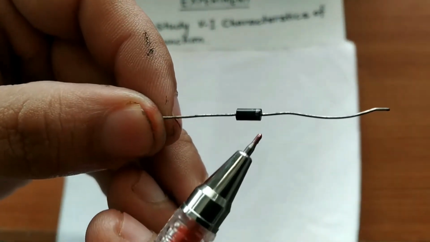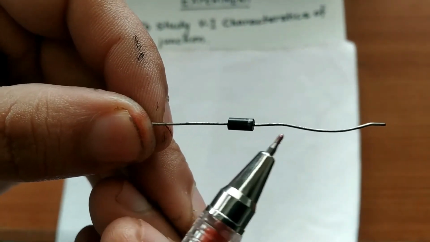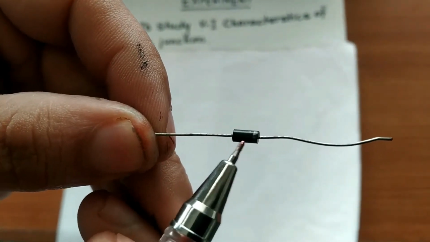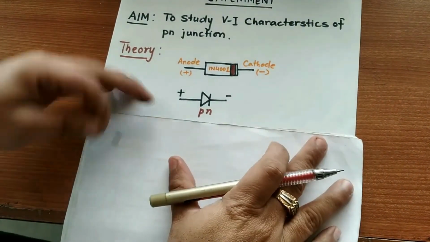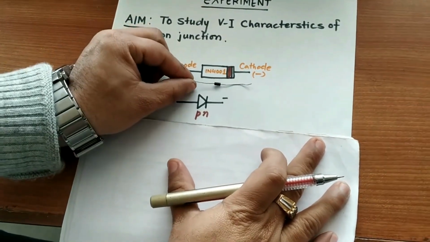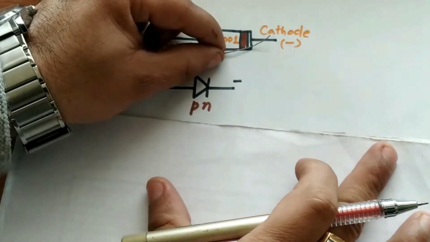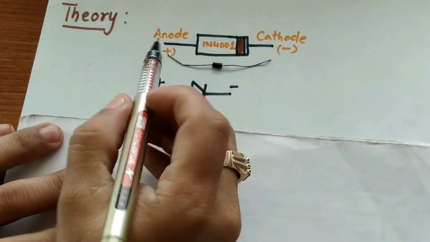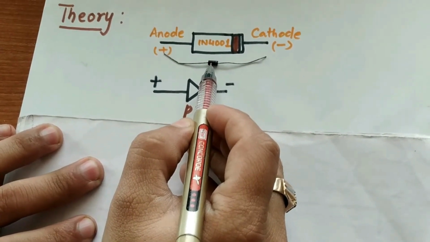You can easily see we have this silver coating here. This is the negative part and this black portion is the positive part. This is how we represent a diode. If I put this diode here, you can see that the black portion is the anode. I have taken an IN4001 diode.